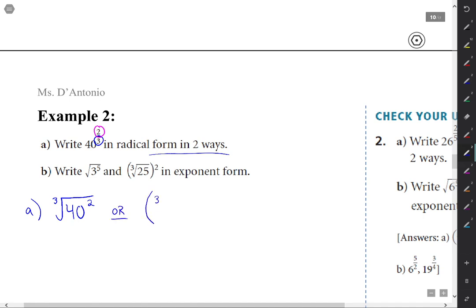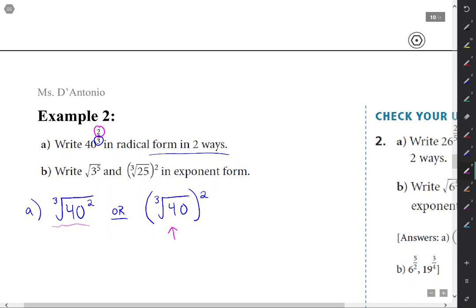We could do the third root of 40, and then all of that squared. So the difference between these two is just the order you would do things, but it won't change your answer. In this case, we would do everything in the brackets first. So we would start by taking the third root of 40, which I don't know off the top of my head. And then we would take that answer and we would square it. And that's following the order of operations.